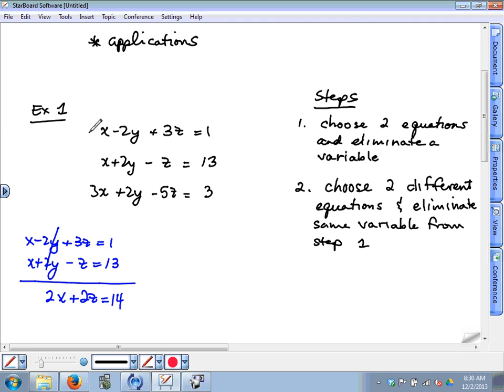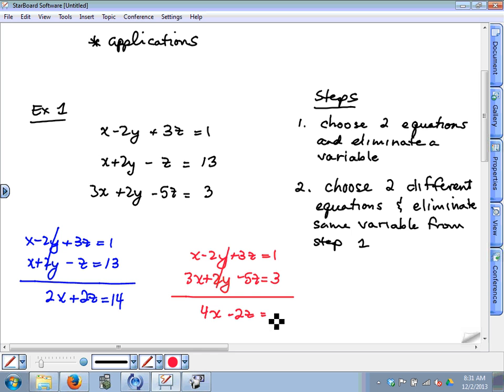Let's do 1 of 3. But if we chose this top equation and the bottom equation, wouldn't y eliminate right off the bat? So choose the top one and the bottom. X minus 2y plus 3z is equal to 1. 3x plus 2y minus 5z. Y variable eliminates and you get 4x minus 2z is equal to 4.